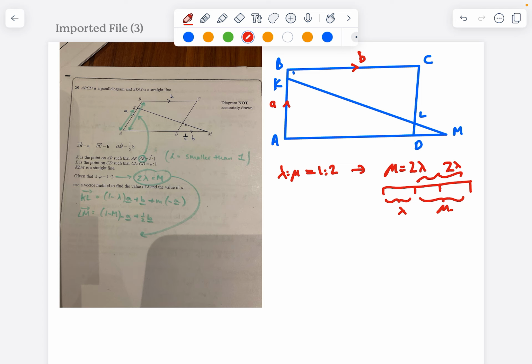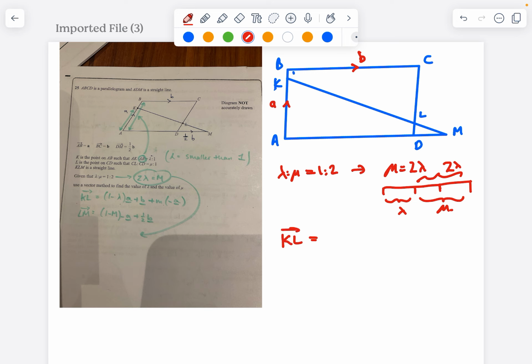So now we're going to use our diagram to show what mu is worth. What we're going to do is try and replace one with the other. I know that KLM is a straight line, so I'm going to find vector KL.